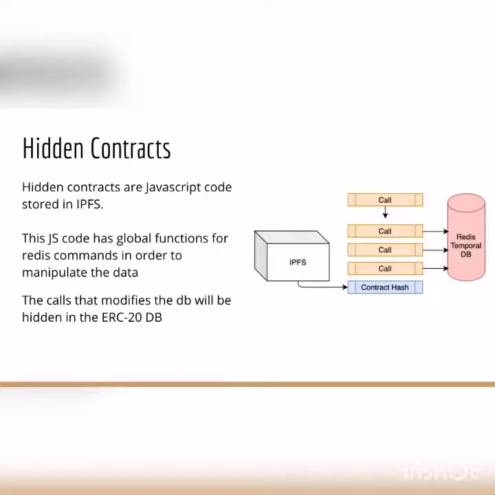Then we have the hidden contracts. Hidden contracts are no more than JavaScript code that is stored in IPFS. In this case, we use Pinata, which lets us store that information, but in advance, we can use other IPFS providers. These hidden contracts will store data into a Redis DB. So each time you call a function, it will replicate the state from the start to the end, letting you write some logic inside these hidden contracts.